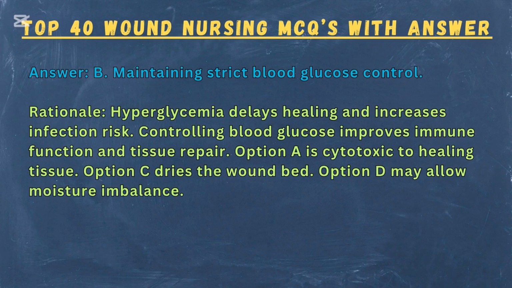Answer. B. Maintaining strict blood glucose control. Rationale: hyperglycemia delays healing and increases infection risk. Controlling blood glucose improves immune function and tissue repair. Option A is cytotoxic to healing tissue. Option C dries the wound bed. Option D may allow moisture imbalance.